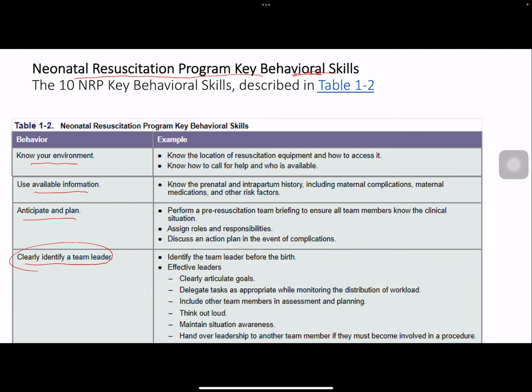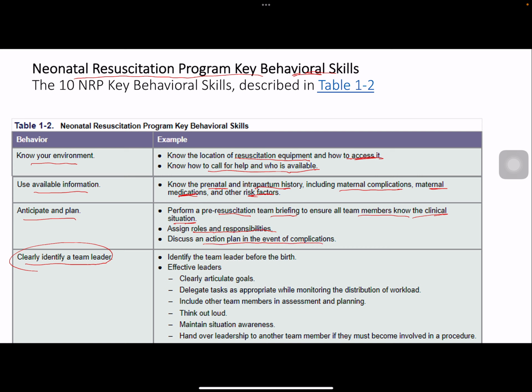So what do we mean by know your environment? Know the location of the resuscitation equipment and how to access it. This is very important. Know how to call for help and who is available. Use the available information. Know the prenatal and intrapartum history, including maternal comorbidities, maternal medications, and the risk factors. So anticipate and plan. Perform a pre-resuscitation team briefing to ensure all team members know the clinical situation, assign the roles and responsibilities, and then discuss an action plan in the event of complications.